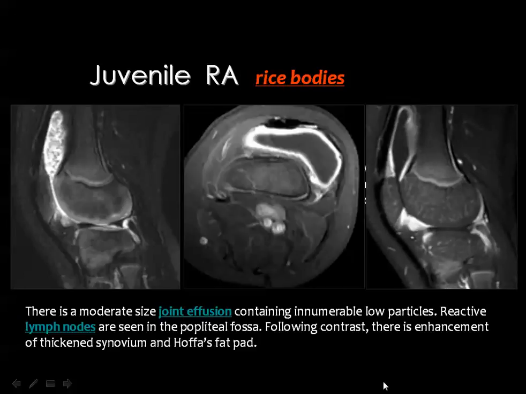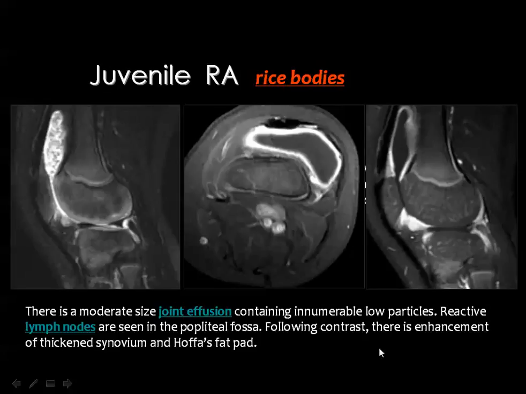In this case, you can see some enlargement of the popliteal lymph nodes, which are not usually associated with rheumatoid arthritis. And also in these fat suppressed T1 weighted images, you can see significant or marked thickening of the synovium and enhancement as well. And this is also appreciated in the sagittal image as well as in the axial image.